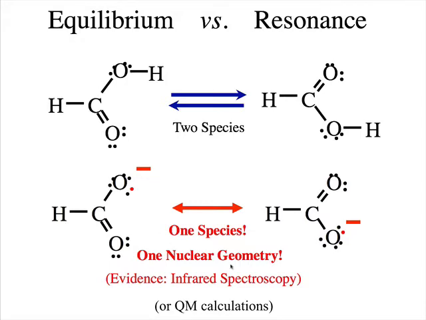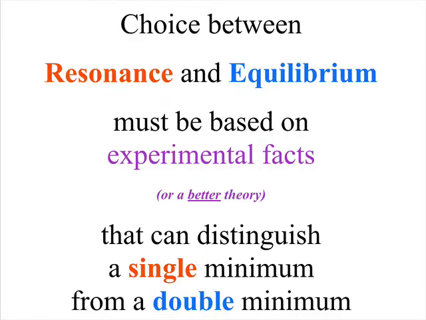We will learn more about spectroscopy in semester 2 of this course. So the choice between resonance and equilibrium really needs to be based on experimental facts or a better theory that can help us distinguish between a single minimum and a double minimum.